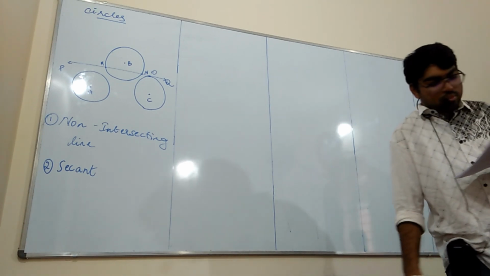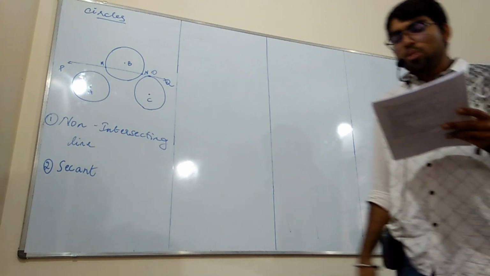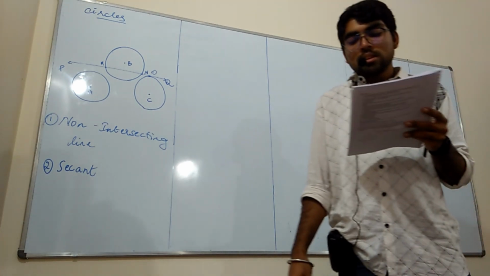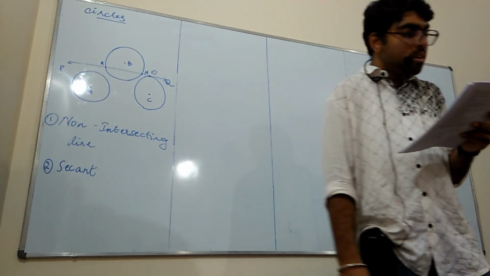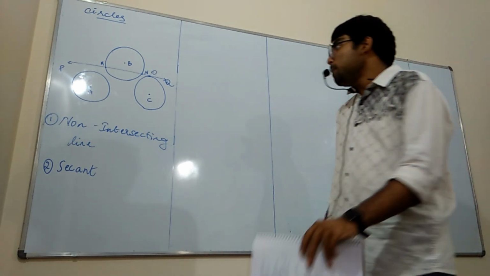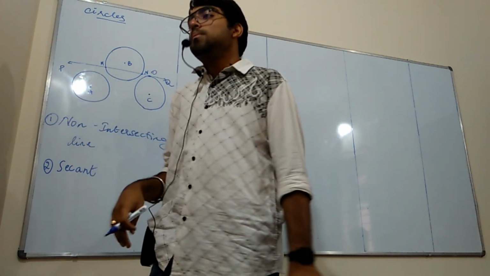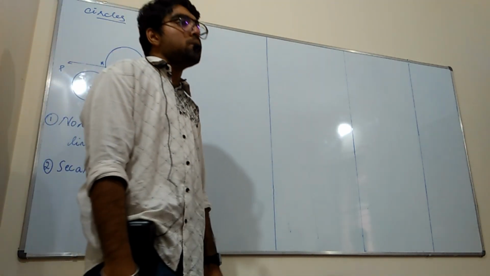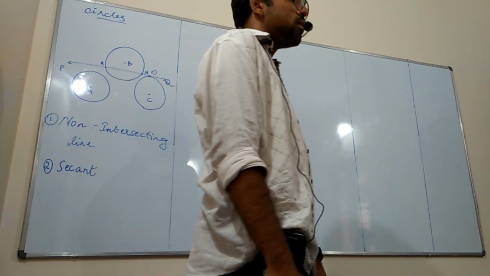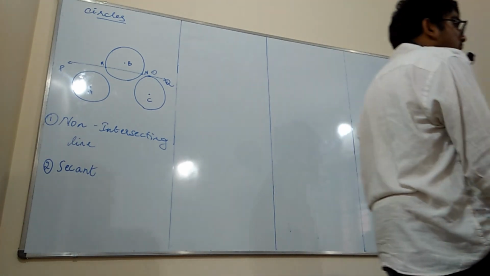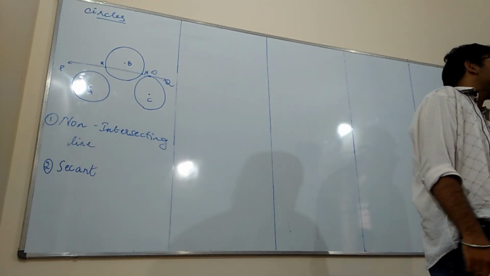In this case, we call the line PQ a secant of the circle centered at B. Secant of the circle centered at B.